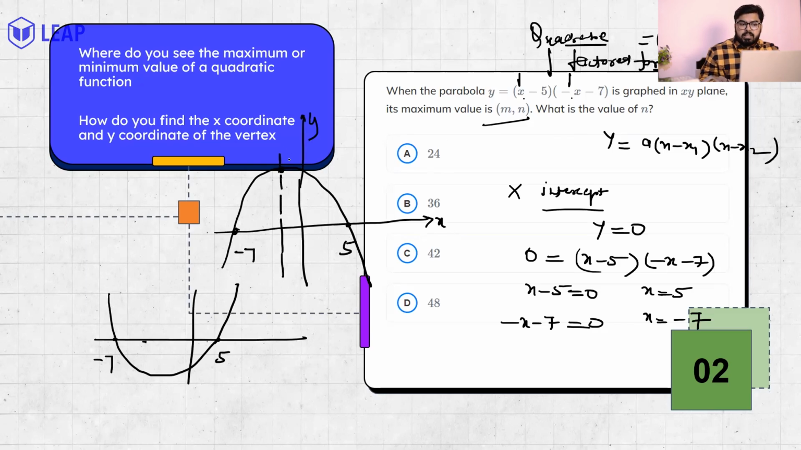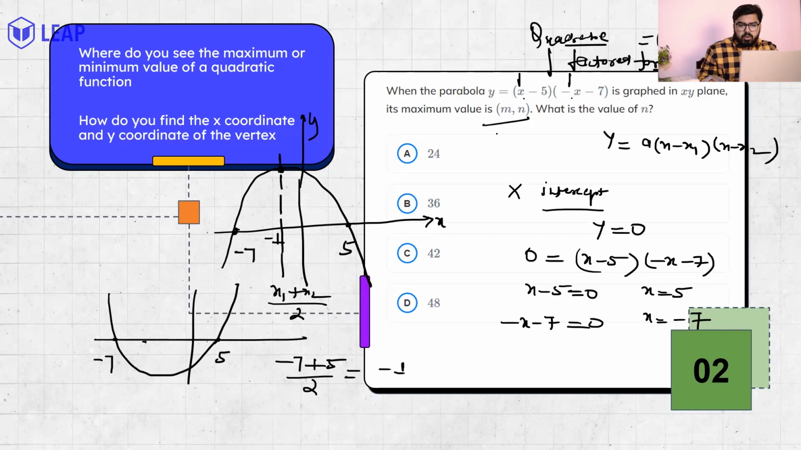And how do you find the x-coordinate of the vertex? The x-coordinate of the vertex is the midpoint of the roots, which is x1 plus x2 by 2. Here x1 is minus 7, x2 is 5. So it is minus 7 plus 5 by 2, which is minus 1. So the x-coordinate is minus 1.